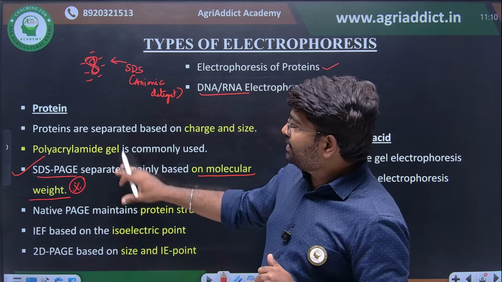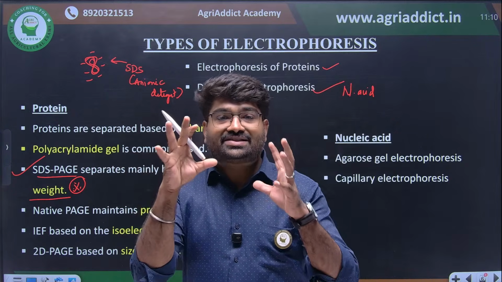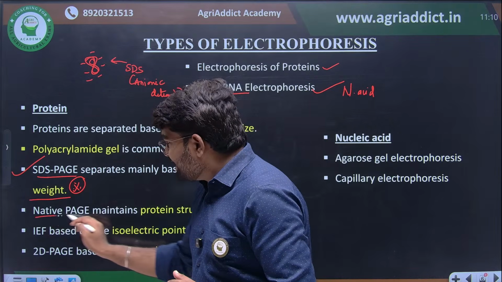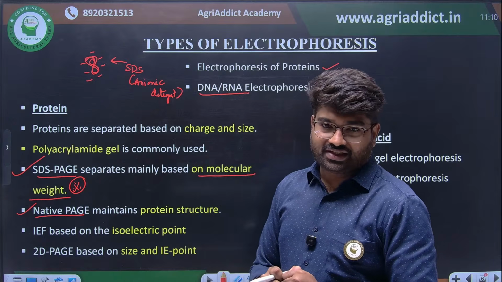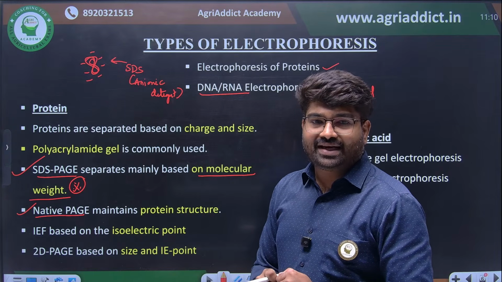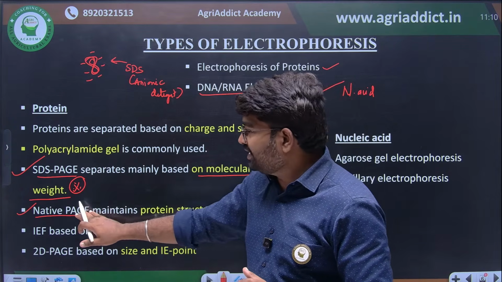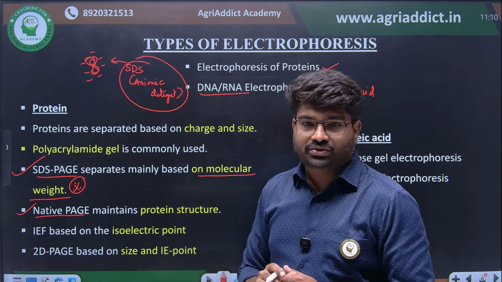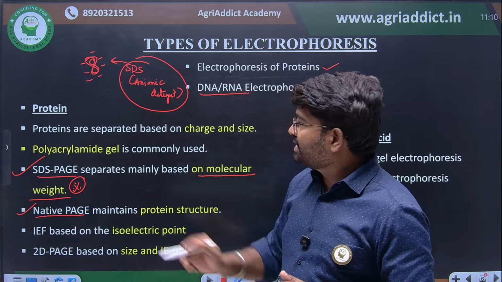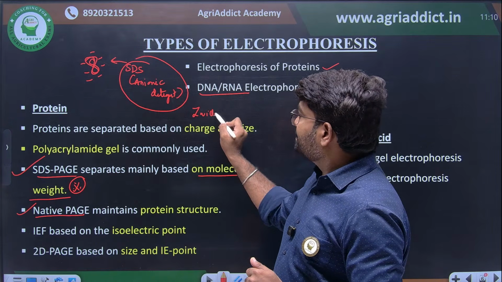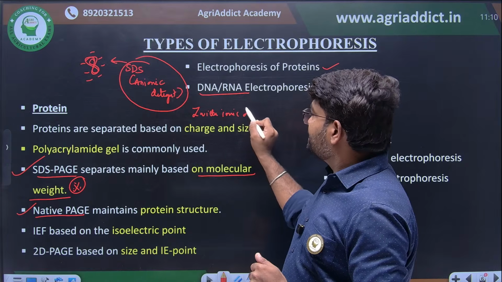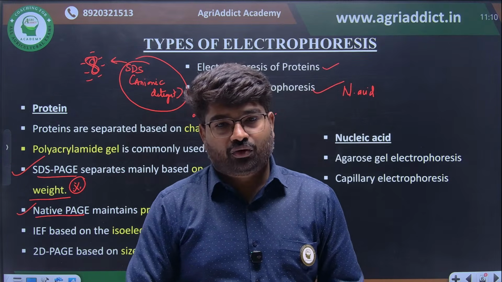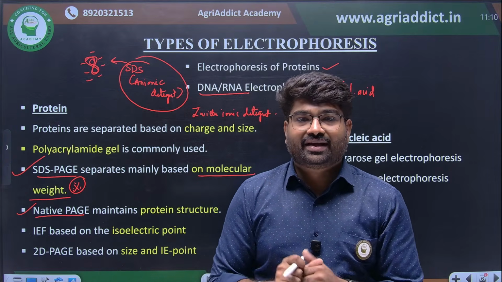But if you want to separate the proteins in their native state without denaturing the protein, we can use native polyacrylamide gel electrophoresis. The most important thing is here we will not use the anionic detergent. In spite of this, we will use zwitterionic detergents. This will not break the secondary and tertiary structure of the protein. So, the native structure of the protein will remain as it is.